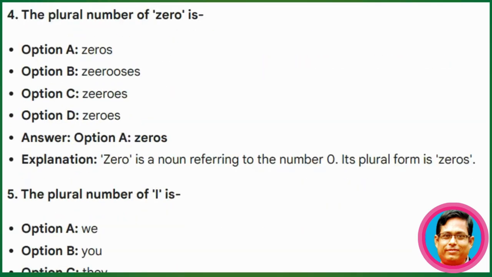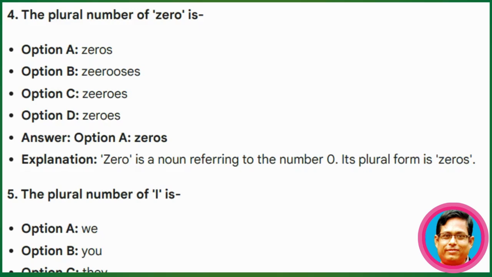4. The plural number of zero is option A, zeros. Option B, zeruses. Option C, zeros. Option D, zeros. Answer, option A, zeros. Explanation, zero is a noun referring to the number 0. Its plural form is zeros.